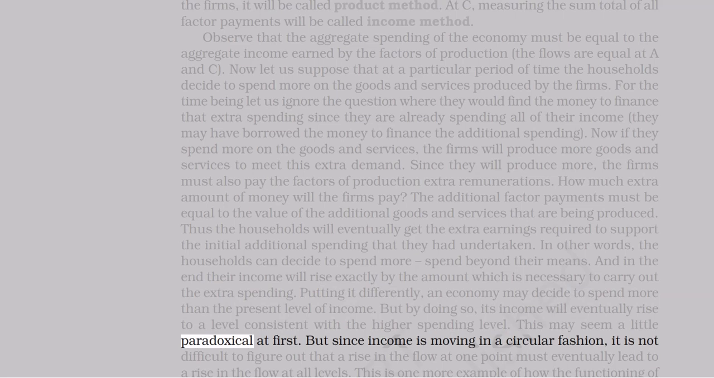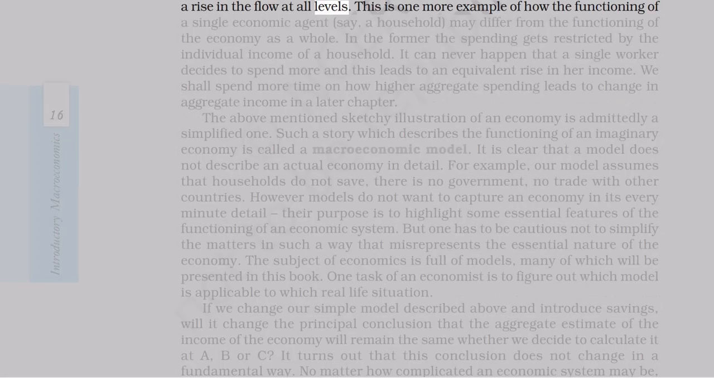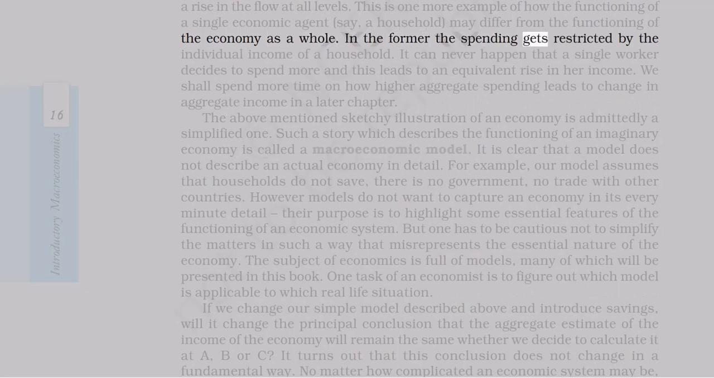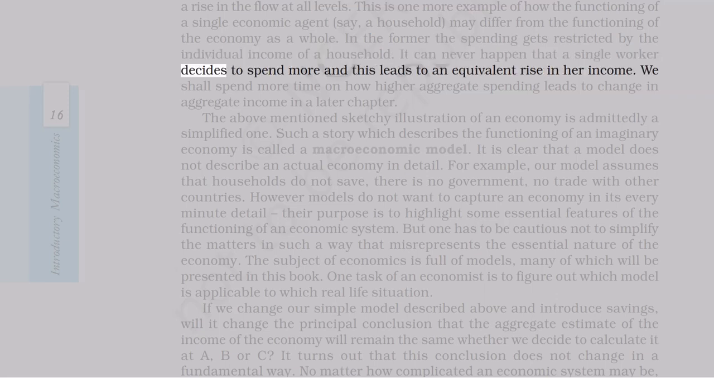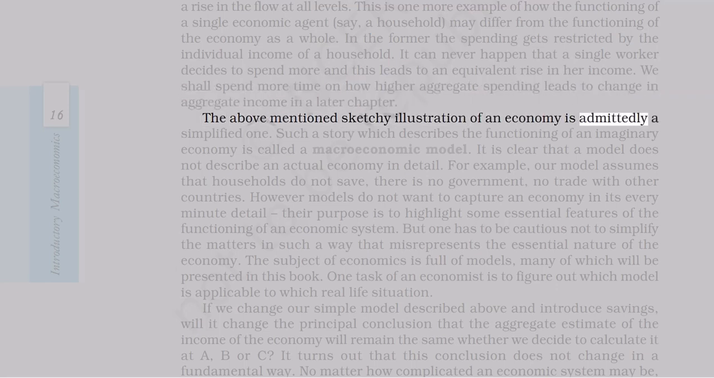This may seem a little paradoxical at first. But since income is moving in a circular fashion, it is not difficult to figure out that a rise in the flow at one point must eventually lead to a rise in the flow at all levels. This is one more example of how the functioning of a single economic agent, say, a household, may differ from the functioning of the economy as a whole. In the former, the spending gets restricted by the individual income of a household. It can never happen that a single worker decides to spend more, and this leads to an equivalent rise in her income. We shall spend more time on how higher aggregate spending leads to change in aggregate income in a later chapter.